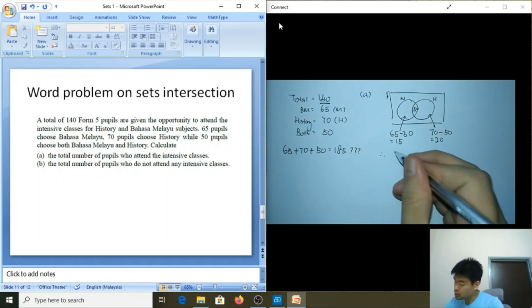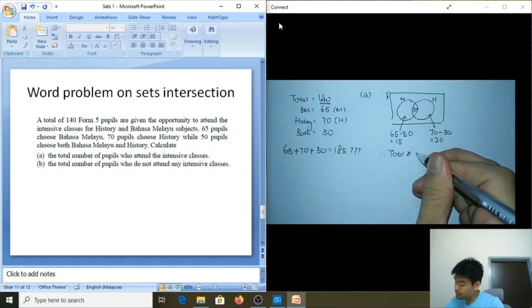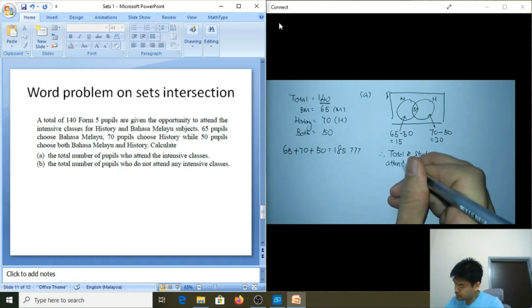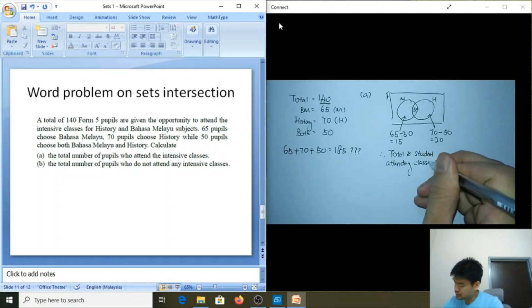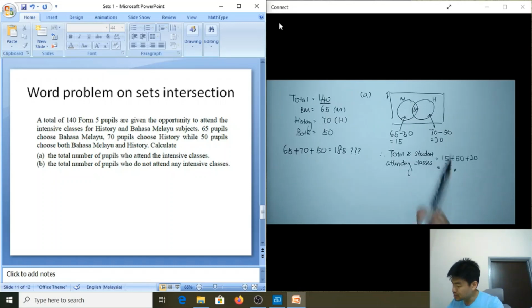Therefore, the total number of the students attending the classes is 15 plus 50 plus 20. The answer is 85. So among the 140 students, only 85 sign up for the intensive classes.